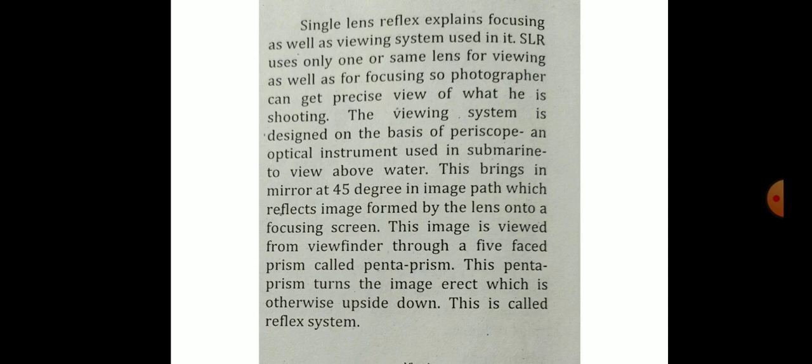So this brings in a mirror at 45 degrees in the image path, which reflects the image formed by the lens onto a focusing screen. This image is viewed from the viewfinder through a five-faced prism called a pentaprism. This pentaprism turns the image erect, which is otherwise upside down. This is called a reflex system. We'll be understanding why the mirror is placed, why the pentaprism is placed, and what kind of functioning they are doing.